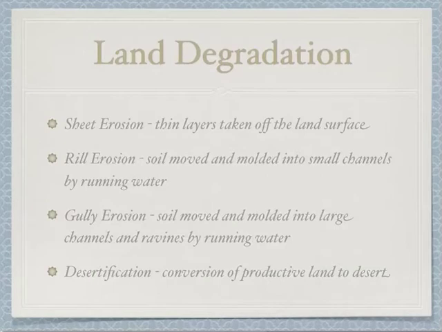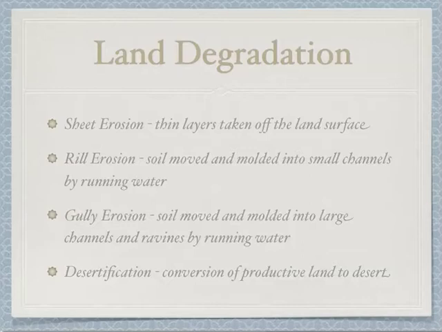We have three different types of erosion that can happen to our soil. Sheet erosion is when thin layers are taken off of the land surface, so an entire area will be swept free of the soil that it has. Usually this is if a large mass of water comes through, or wind.